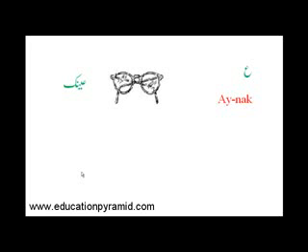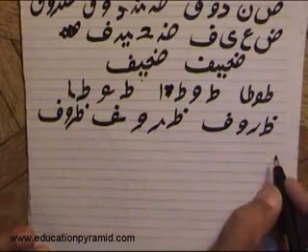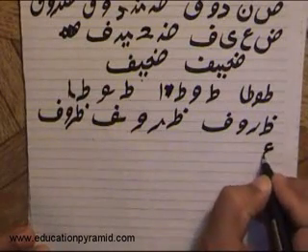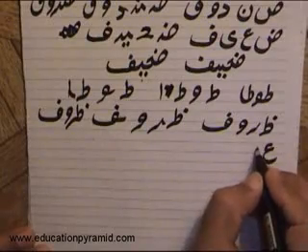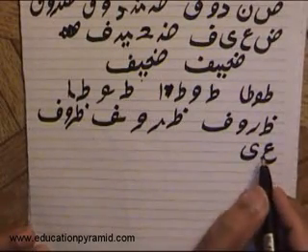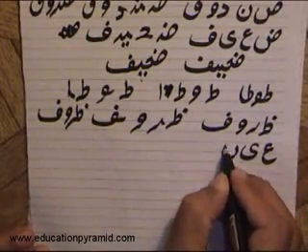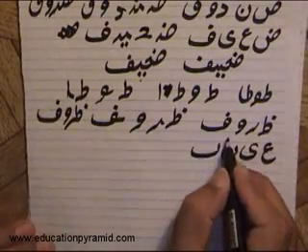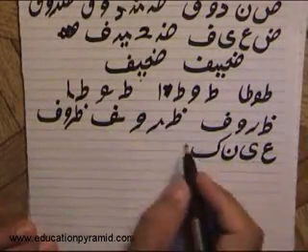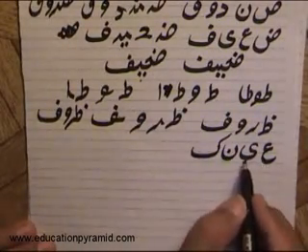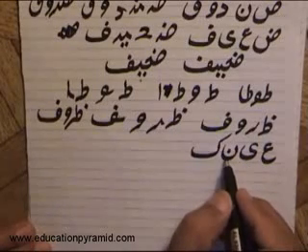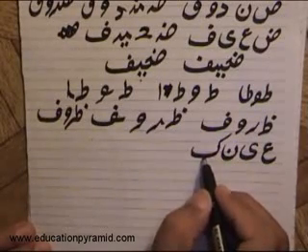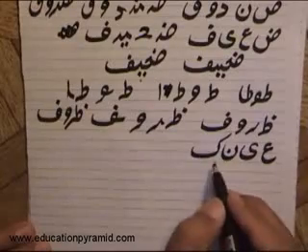Ainak, spectacles. In ainak we have an ain sound, then choti ye, then noon, and then kaf. Ainak. Ain is a connector, ye is a connector, noon is a connector, and kaf is a connector. So we'll make it one group.